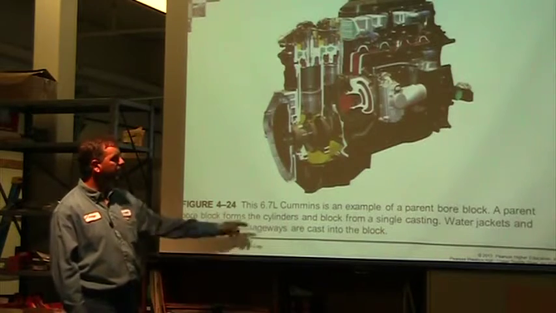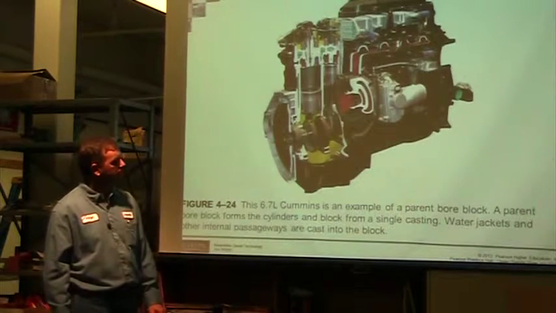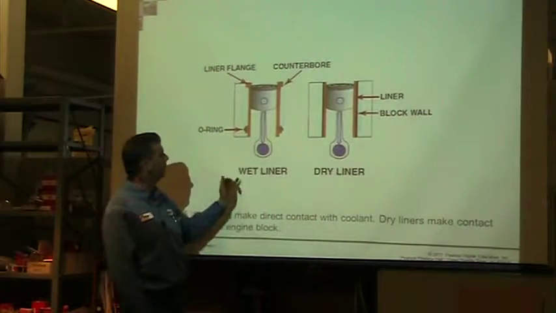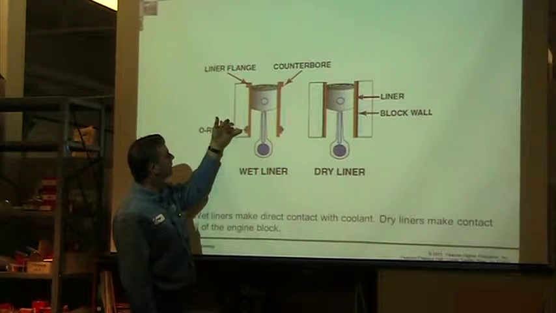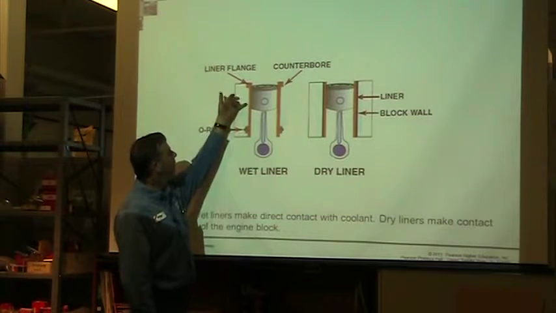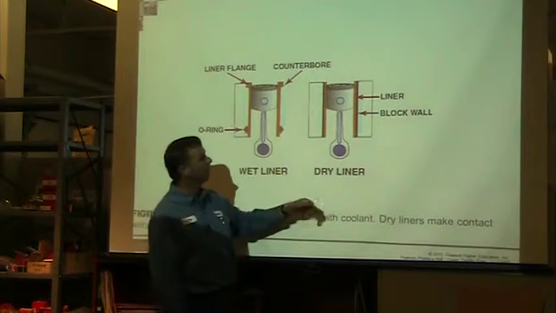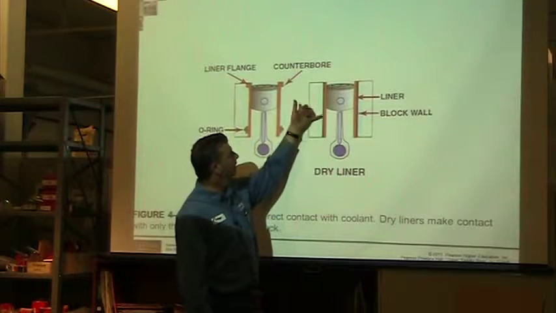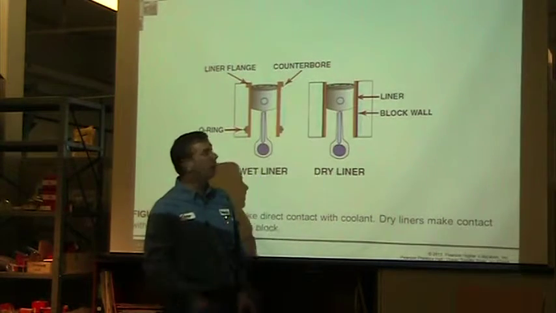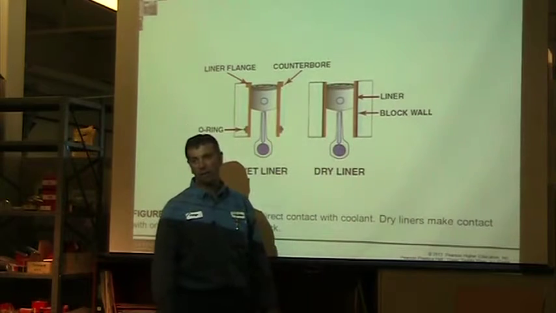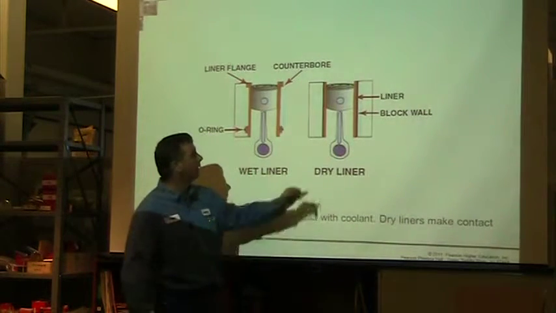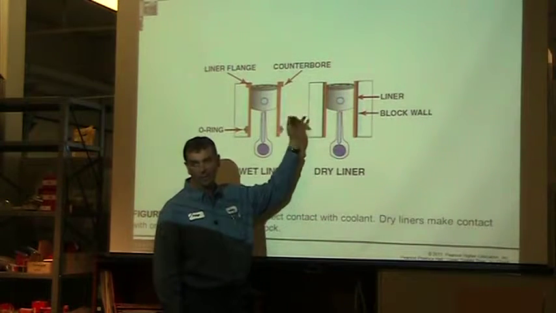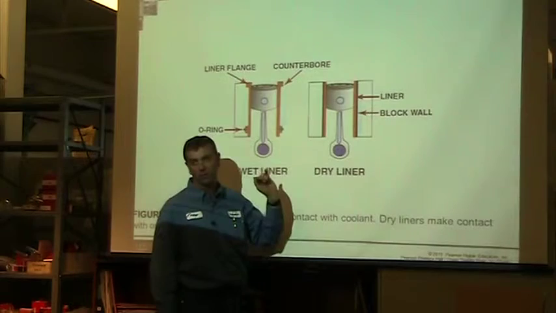So this is just an example of a Cummins with a parent block. So this is the two examples. Wet liner is O-rings at the bottom, and we have coolant directly in contact with it. The next one we're going to talk about is going to be a dry liner, and that's where the liner is inside of the block. So I have a cast block, and then I press a sleeve into that block, and it's a dry block. The liner itself is not touching the coolant, so I don't have to worry about any kind of cavitation corrosion, and there's no O-rings for it to leak.